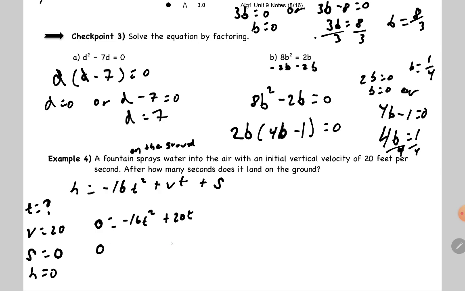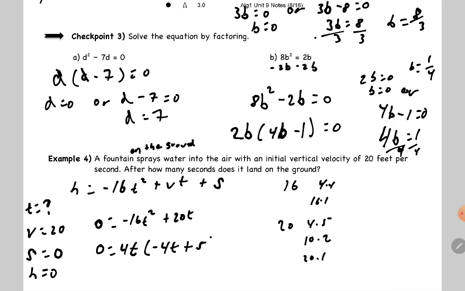So we're going to factor out. So we have negative 16 and 20. Negative 16, factors of 16 is 4 and 4, 16 and 1. 20, 4 and 5, 10 and 2, 20 and 1. So the largest thing we can pull out is a 4. And they both share a t, so we're going to factor out a t as well. So I'll get negative 4t plus 5.